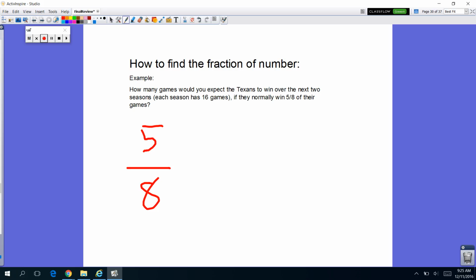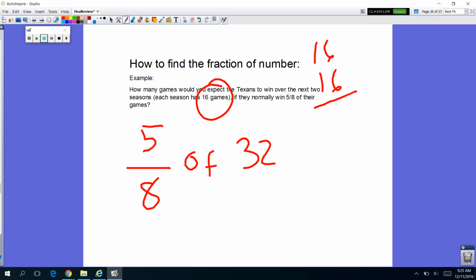And that is out of 32 games. Okay. I did a little bit of it in my head, 16 games per season. So if you have 16 in one season and then 16 in another season, you have 32, right? Okay. So the question is, what's 5/8 of 32?